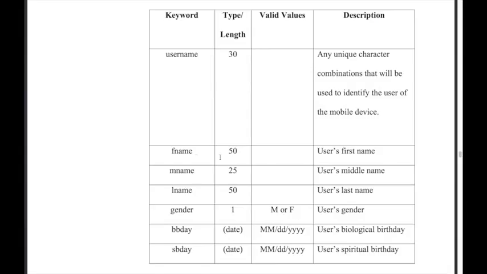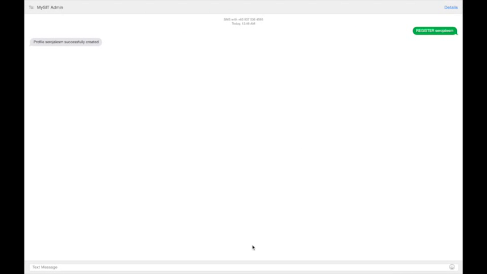Okay, so the F name is the user's first name, M name the middle name, L name is the user's last name, gender only accepts M or F as value, BB day, please follow this date format for the biological birthday and also the spiritual birthday. So let's try to add the profile account for the username that we just registered.